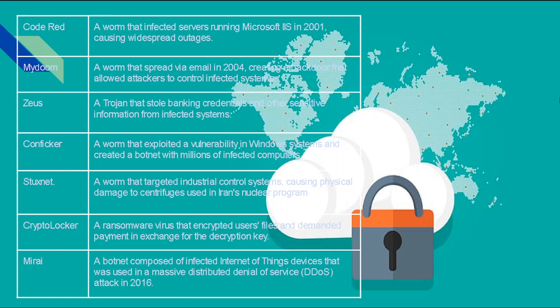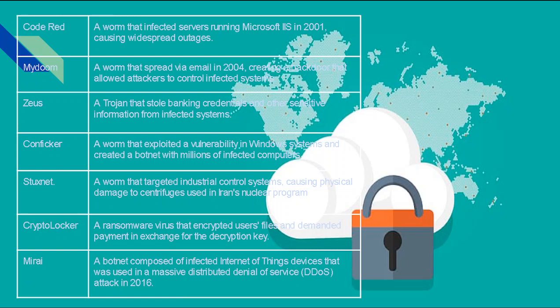Code Red, a worm that infected servers running Microsoft IIS in 2001, causing widespread outages. MyDoom, a worm that spread via email in 2004, creating a backdoor that allowed attackers to control infected systems. Zeus, a Trojan that stole banking credentials and other sensitive information from infected systems.